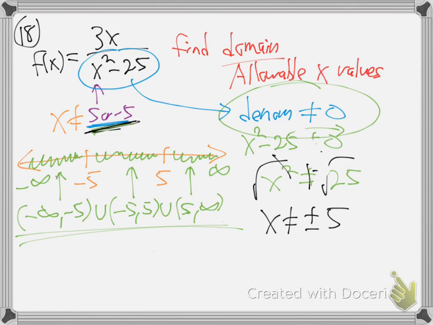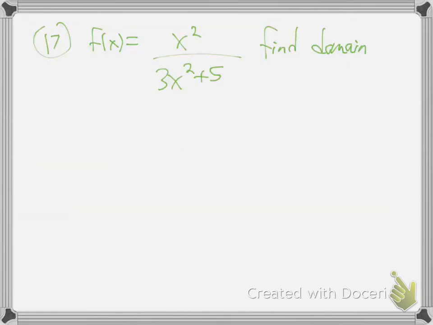Denominator can't be zero. What did we do with that numerator? Nothing. Who cares? Numerator can do whatever it wants. We've got no problems up there. It's just the denominator. We got to make sure it's not zero. All right. Let me give you a second to think about that. Give it a try. See if you can find the domain.